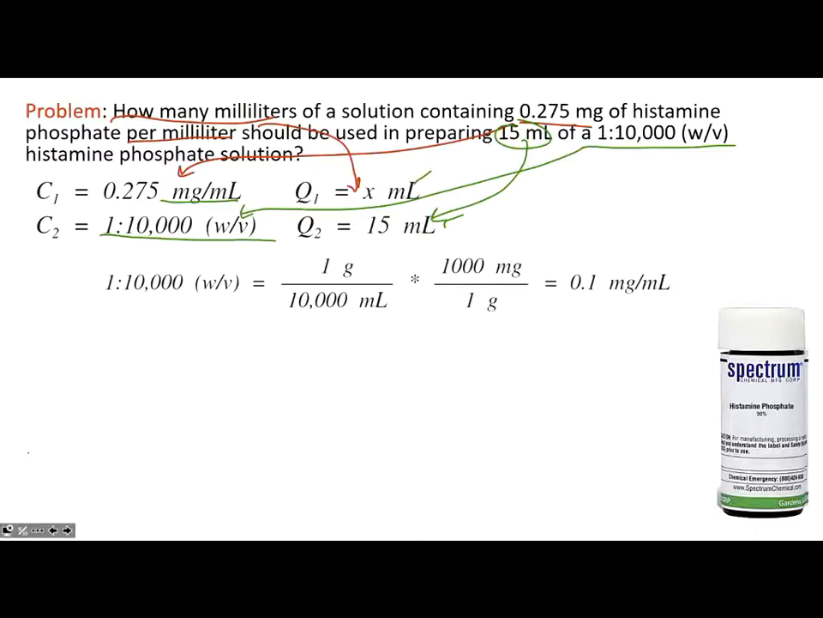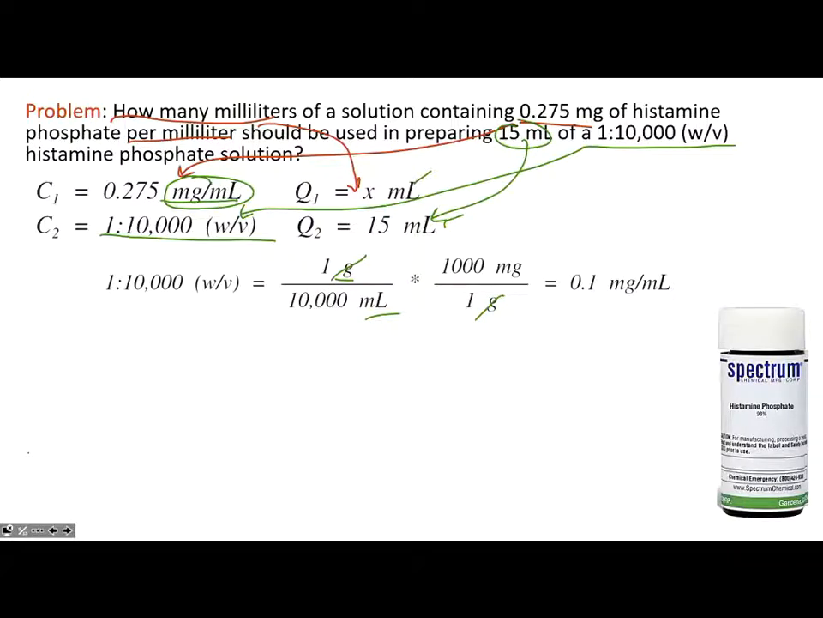But 1 to 10,000 basically just means 1 gram per 10,000 milliliters. That's all that means. So when we re-express it that way, remember, what units are we trying to get to? What we're trying to do is match these units here. So instead of grams per mil, what do I need? I need milligrams per mil. So all I have to do is multiply by 1,000 to cancel grams, and I would be in milligrams per milliliter. I know it's a big funky number, but it's still just converting the units.